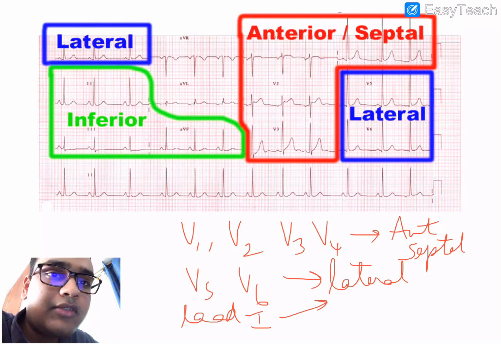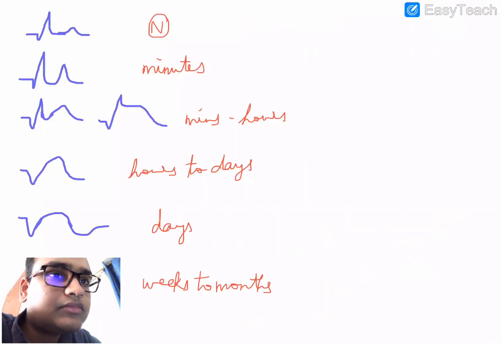Now for inferior wall MI, it is seen in the limb leads. So inferior wall MI is seen in lead 2, lead 3 and AVF. So any changes in these leads, you can localize the lesion of MI. So this is very important. Please make a note of this.